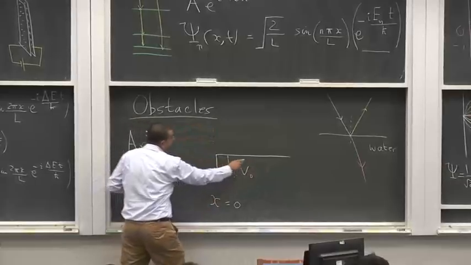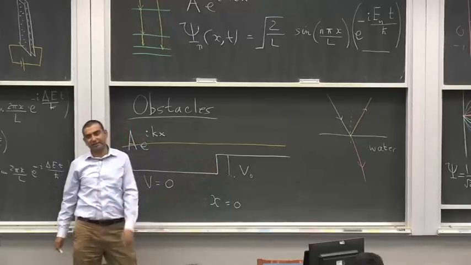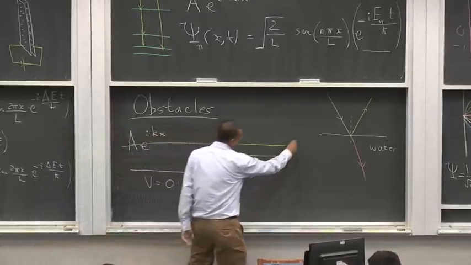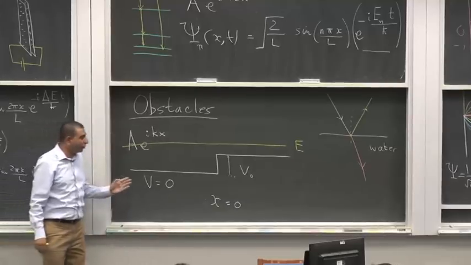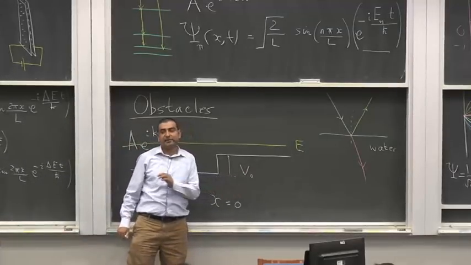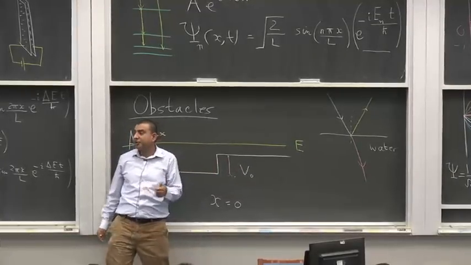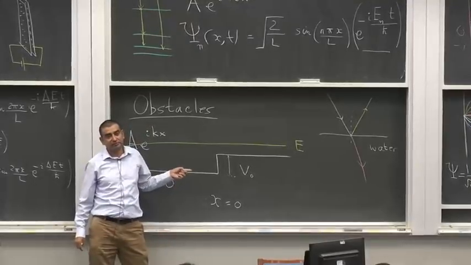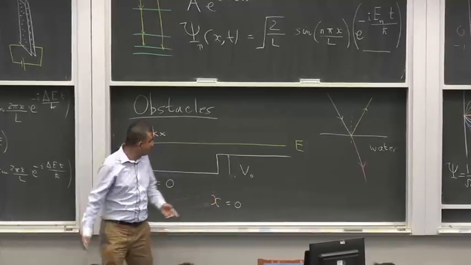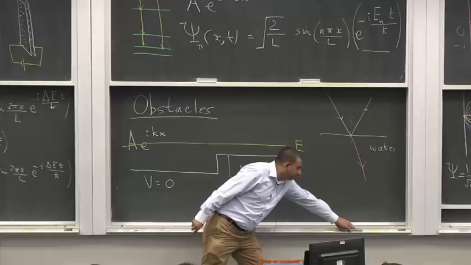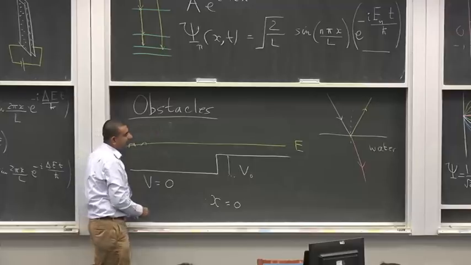So if the energy of this particle lies here, it's bigger than this potential energy. E is bigger than the potential energy, you can expect the particle to go in positive x region. This region is no longer forbidden for the particle because it has enough energy to overcome this obstacle. Agreed? Alright. So let's look at this scenario. In this region, in the negative x region, where the potential energy is zero, the particle is actually behaving like a free particle.